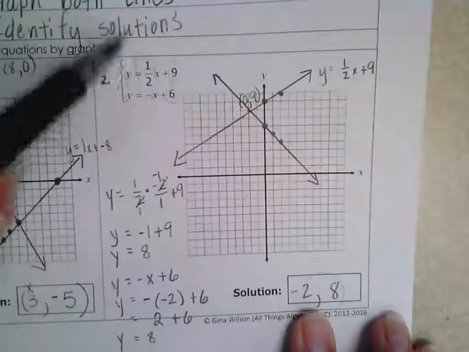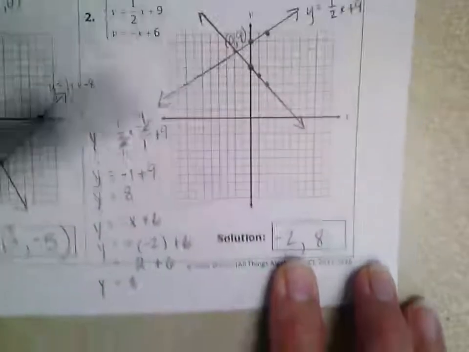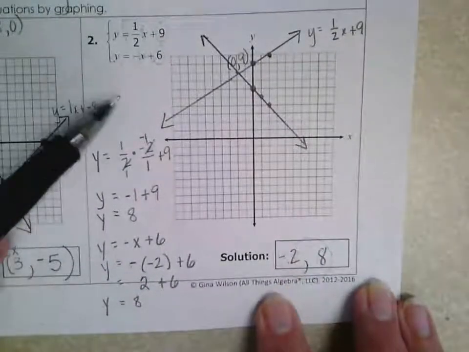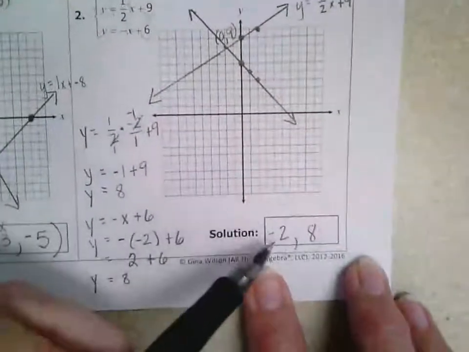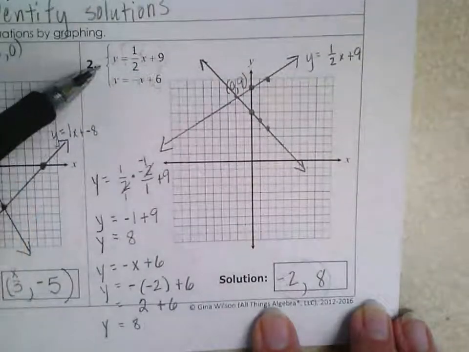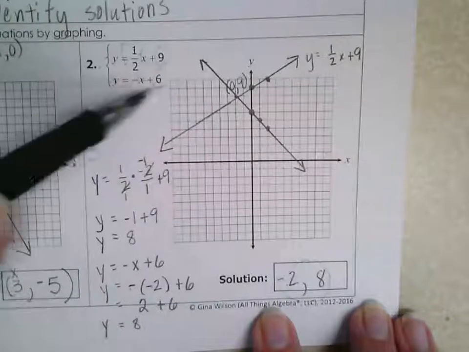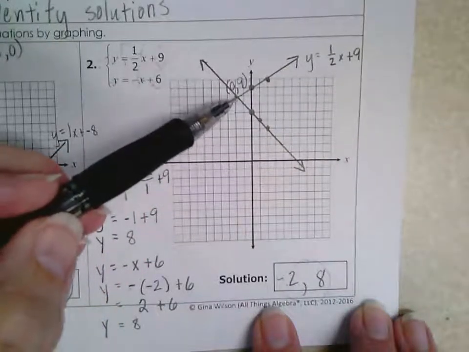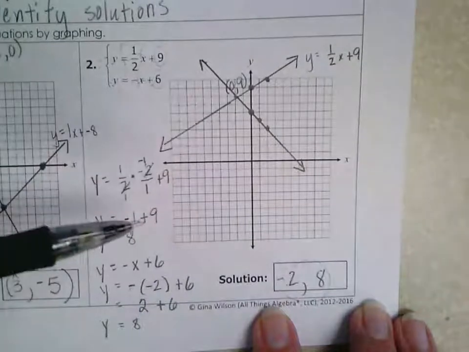Now I could have substituted in the 8 here and solved for x, but I chose to put the x in and solve for y. So you can see that it does work. This pair is a solution set for this line and for this line, even though they're not the same line, because they intersect and they share that particular point.